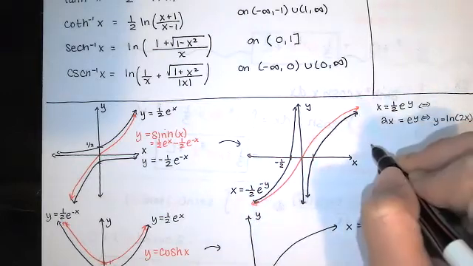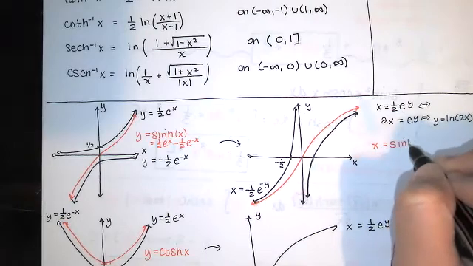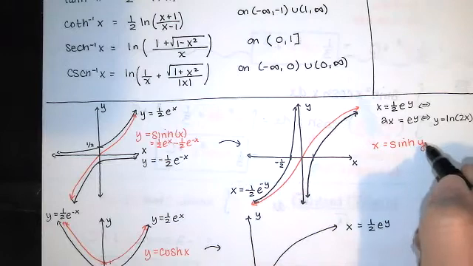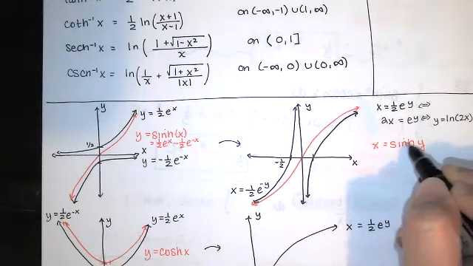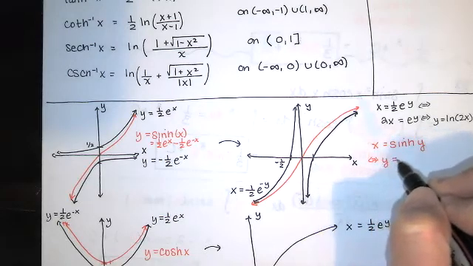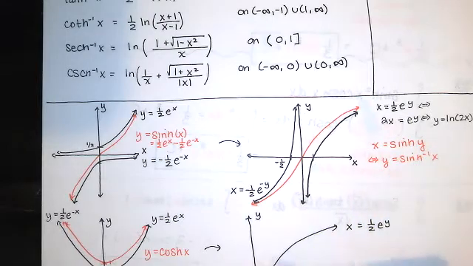And that is the graph of x equals hyperbolic sine of y. So I'm switching the roles of x and y. And then if I want to solve for y, all I have to do is take the inverse hyperbolic sine of both sides. So this is y equals the inverse hyperbolic sine of x.